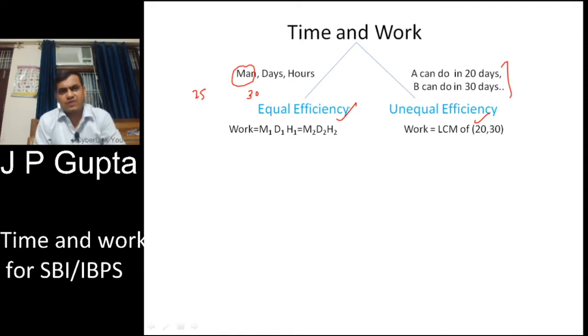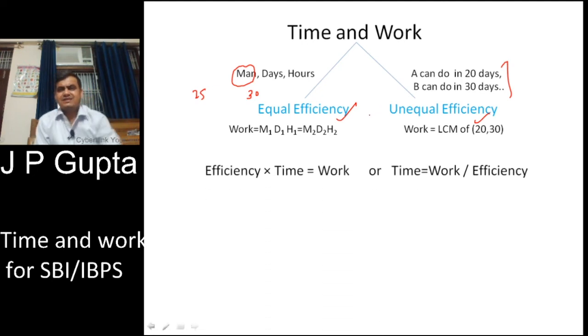Whether we are going for equal or unequal efficiency, there is one basic relation that is important for all time and work questions: efficiency into time equals work. Efficiency into time equals work. And what is efficiency? Something we do per unit of time is called efficiency. For example, let's say you solve 10 questions per day. Something you do per day or per hour, that is efficiency.